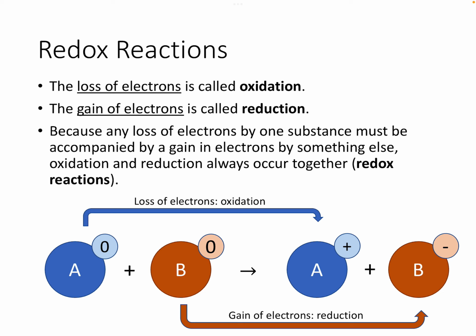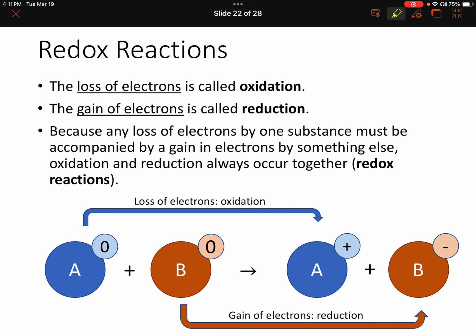And again, we said that the loss of electrons is oxidation. And then B, to have a negative charge, had to gain electrons. So that is called reduction. All right, so again, we've got loss of electrons is oxidation, gain of electrons is reduction.